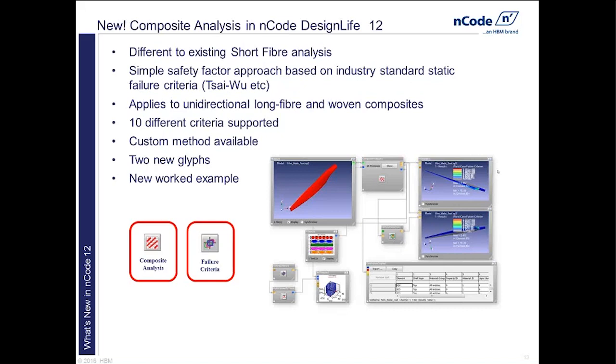So this applies to unidirectional, long fiber and woven composites, and currently supports 10 different static failure criteria, but also allows you to do a custom method. So if you want to program your own method, you can. And included with this also a new worked example, and includes 2 different new glyphs, which I'll cover in a second.